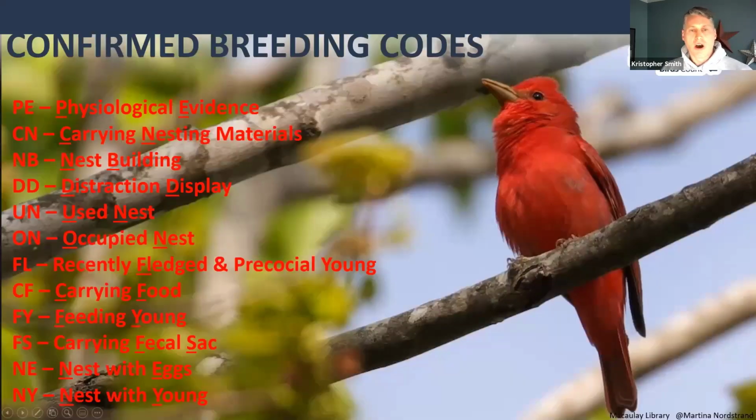So here we have our confirmed breeding codes. Ones that you most likely will see: CN, carrying nesting materials, nest building, distraction displays for the birds that do that, unused nests, occupied nests, recently fledged individuals or young, carrying food, feeding young, carrying fecal sacs, nest with eggs and nest with young. So our confirmed codes, again, are those that we are looking for.